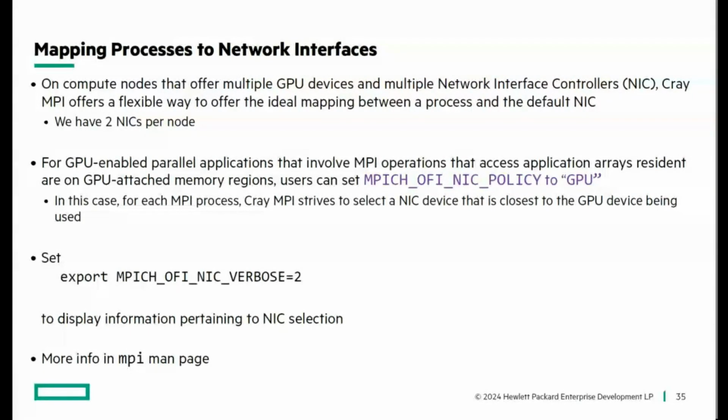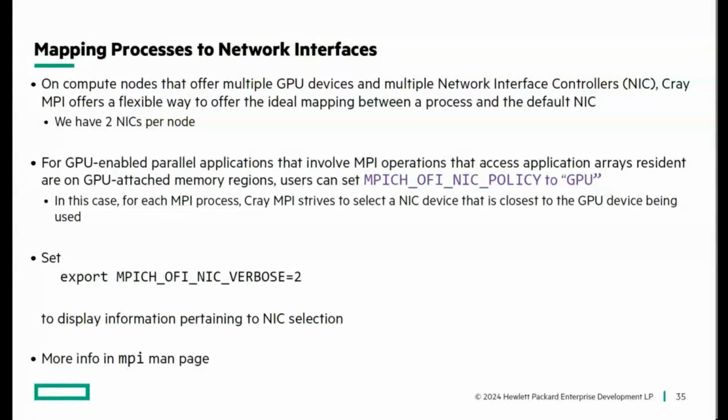And there's another environment variable, MPICH_OFI_NIC_VERBOSE, and this will show you in the standard output a table of where all your resources are. So it'll show you where the NUMA domains are, where your CPUs are running, where the GPUs are, and where the NICs are. So that's a useful way to check what you've got.